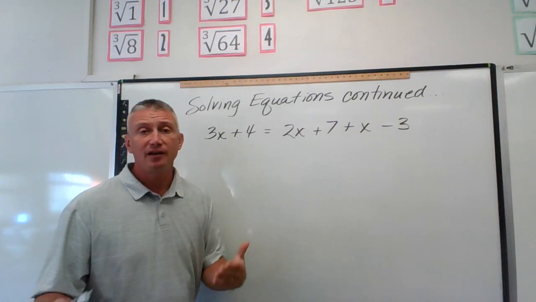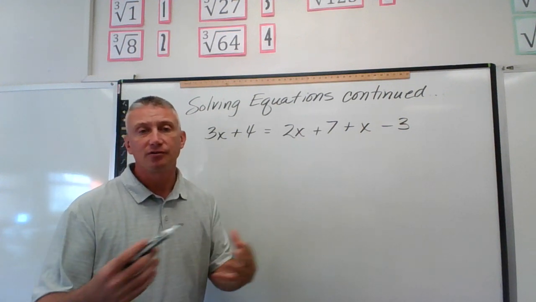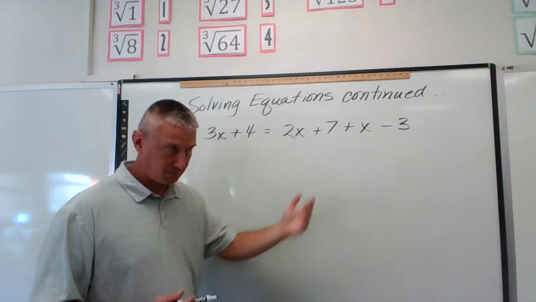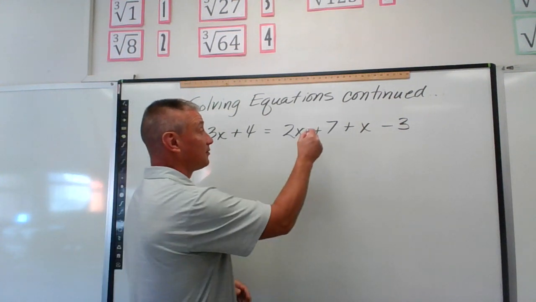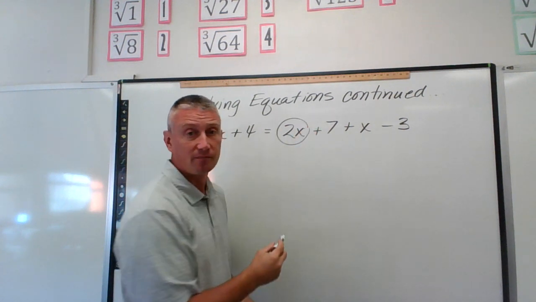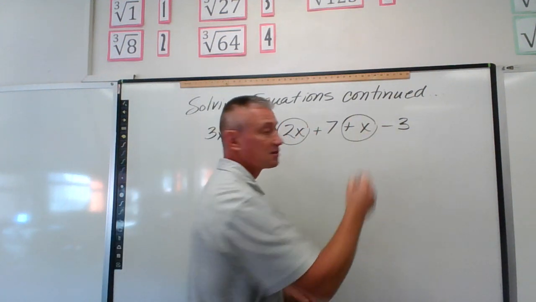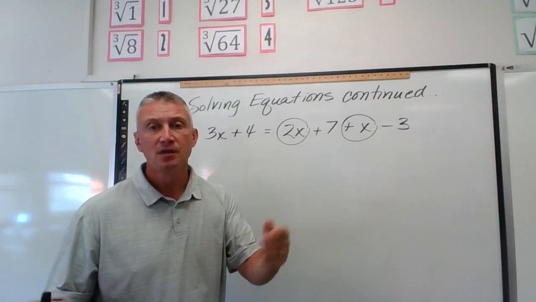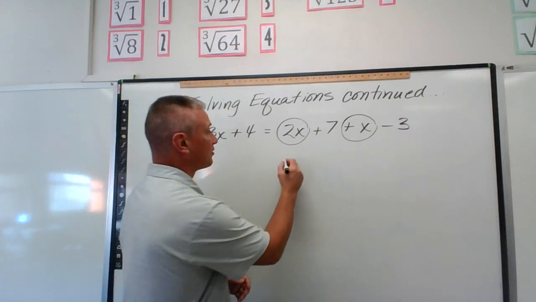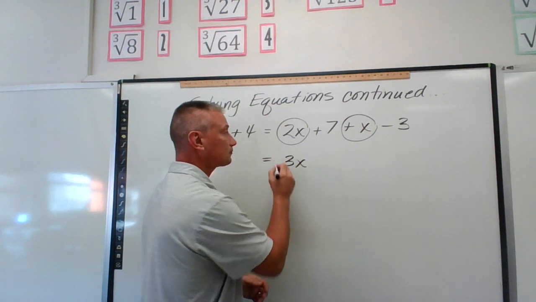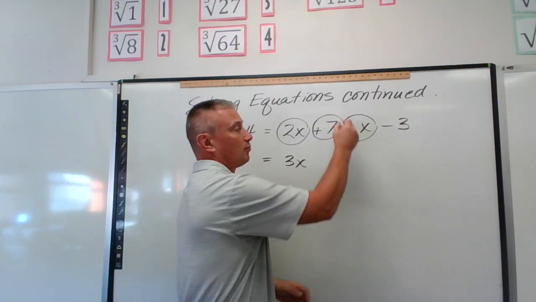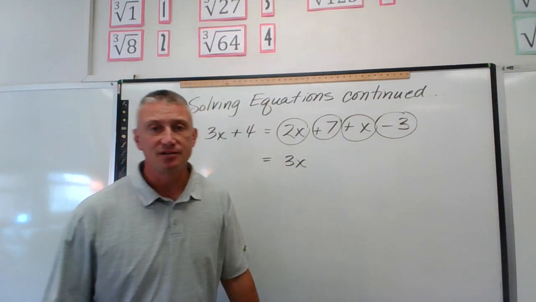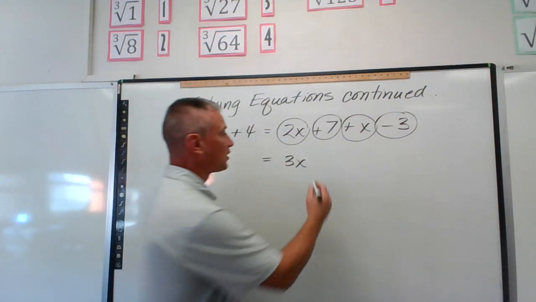If you want to make life easy on yourself, you can combine all the like terms at one time if there's no distributive property, like in this case. So here's what I'm going to do. I'm going to combine 2x and 1x. Notice I circled the positive in front of it because we know it's positive 1x. That's going to be obviously 3x. And I'm going to combine positive 7, or 7 positives, and 3 negatives, which is the same as 7 positives, 3 negatives, is positive 4.